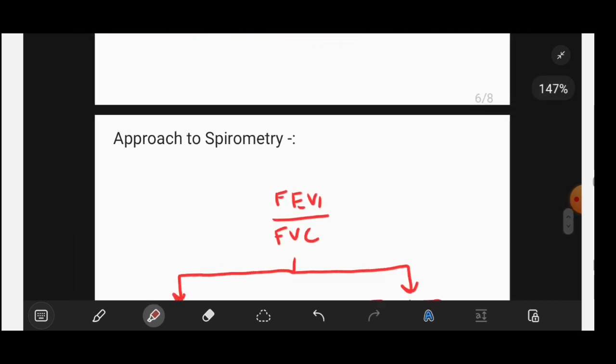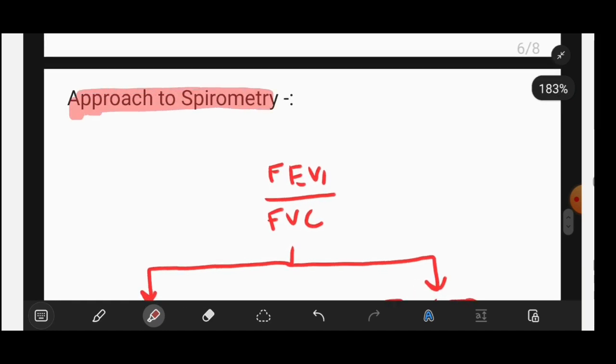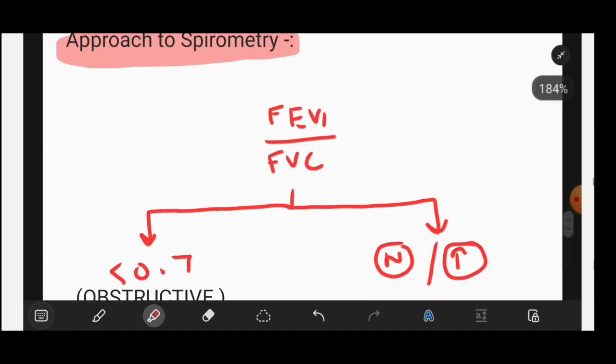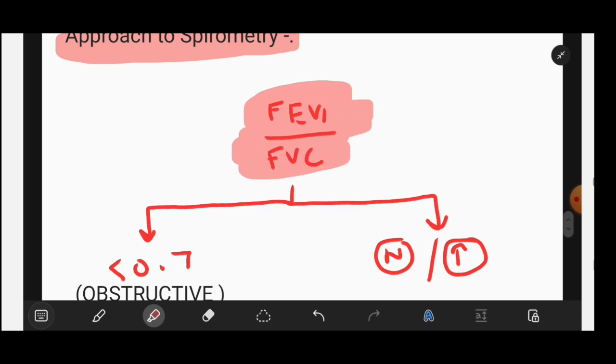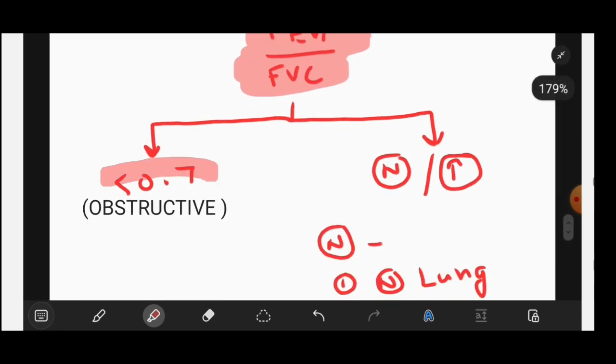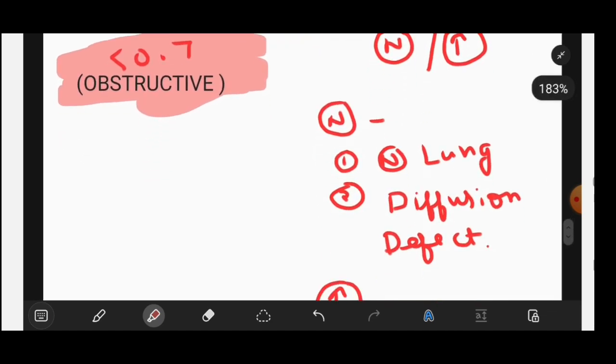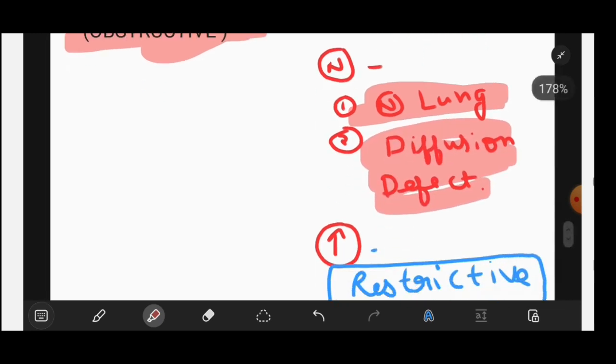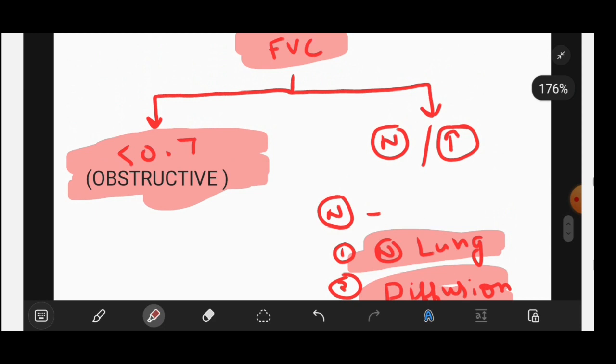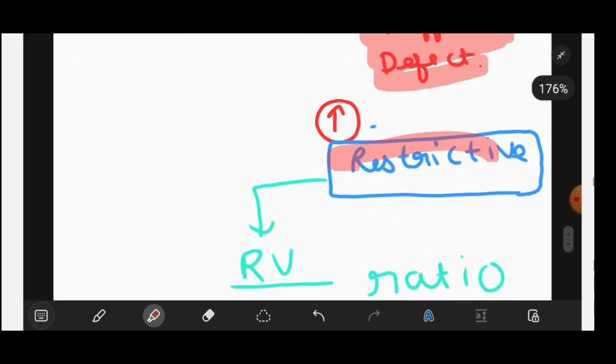Now coming to the next, how we should approach spirometry. So first of all, we have this ratio, FEV1 by FVC. If the ratio is less than 0.7, then it is the obstructive type of disease. Okay, you know that this ratio will be decreased in the obstructive disease, but if it is normal or increased, then it will be the restrictive lung disease. So if it is normal, the patient can have a normal lung or diffusion deficit. Okay, but if the ratio is increased, then it will be the restrictive lung disease.